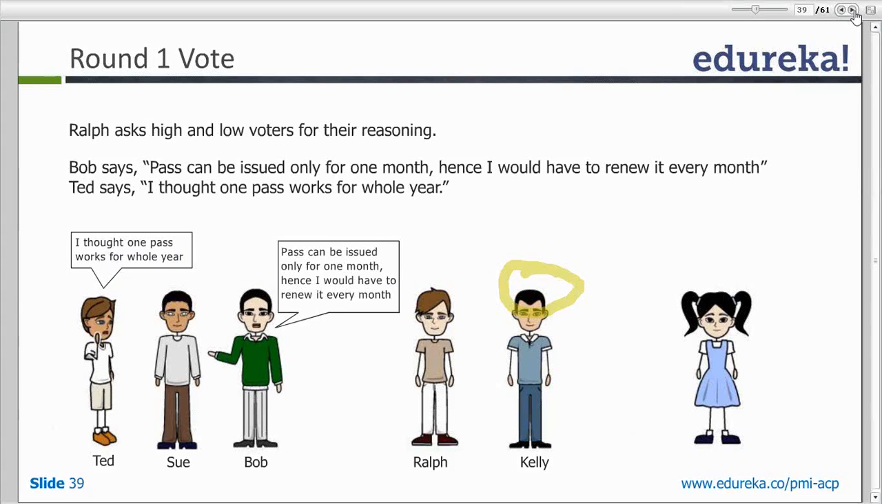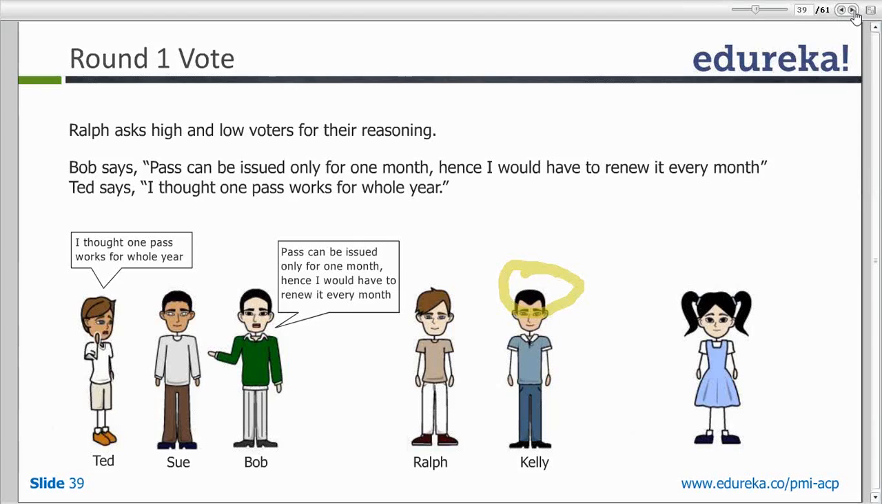Now, when Ralph says vote, what do Ted, Sue, and Bob say? Okay, Bob says 8, Sue says 5, Ted says 3. Here, Ralph would ask Bob why he thinks it's 8, and Ted why he thinks it's 3. Let's hear out Bob and Ted.